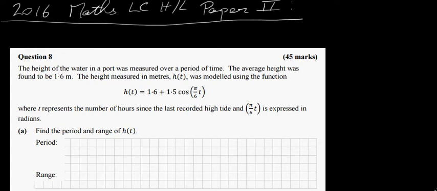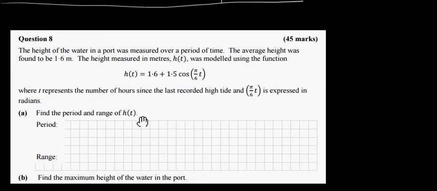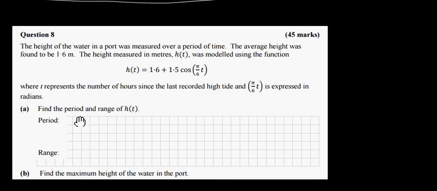So h of t is equal to 1.6 plus 1.5 cos pi over 6 t. T is the number of hours since the last recorded high tide, and pi over 6t is expressed in radians. So if you're doing this, just make sure your calculator is in radians. Now let's see what we have to do first of all. Okay, so we have to find the period and the range of this particular function here.